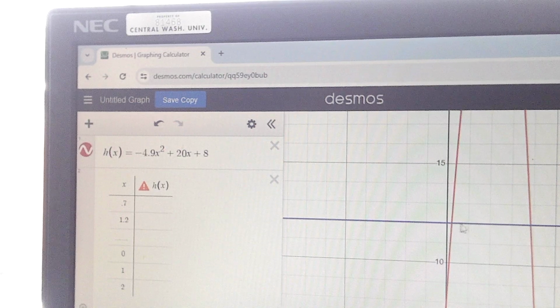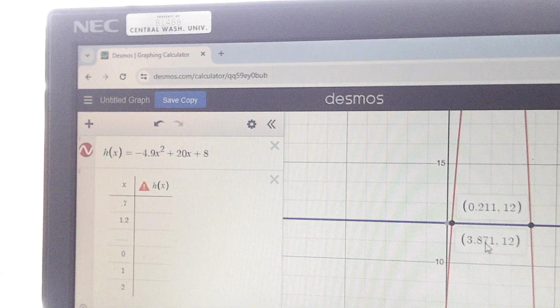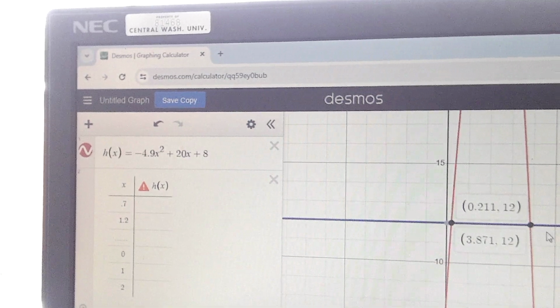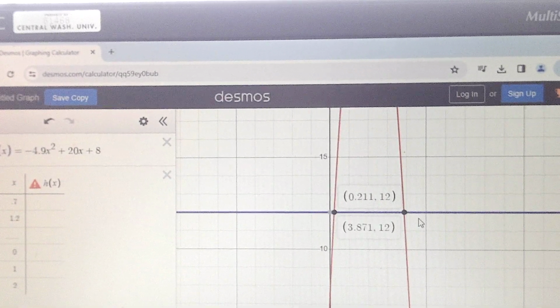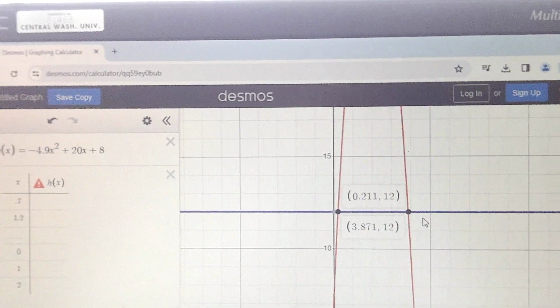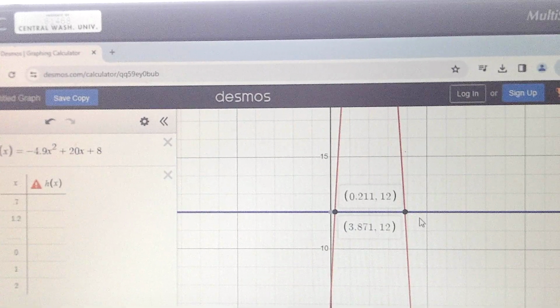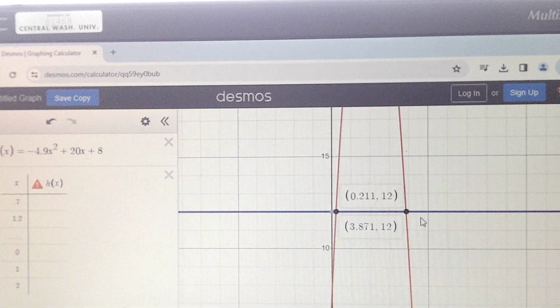Anyway, here's the 12. And to find those times, you just click on the point, and there's the 0.21 seconds. It's at a height of 12. And at 3.871, it's at a height of 12. You just click on the graph where they intersect. So finding intersection on Desmos is a little bit easier than doing it on a calculator. Okay.